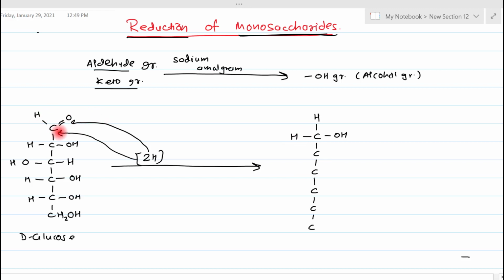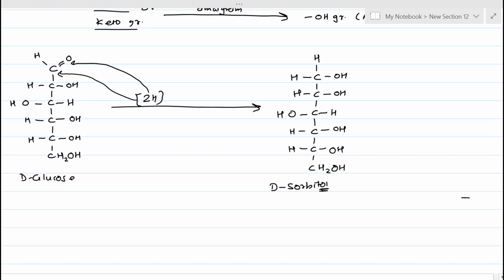So basically, the CHO group is converted to a CH2OH group. Rest everything remains the same. So OH is on the right side, H is on the left side, third carbon OH is on the left, H is on the right, fourth and fifth OH is on the right, H is on the left, and the last one is CH2OH. Now once glucose is reduced, this new compound is known as sorbitol. It is D-sorbitol. As an alcohol group is added, the 'ol' is added at the end of the name, D-sorbitol.